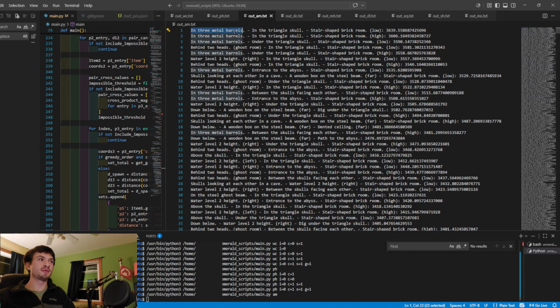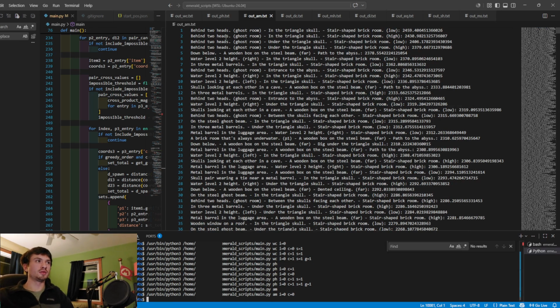But then, yeah, so the most remote first piece in the stage is 3 metal barrels, according to this, followed by In the Triangle Skull and Stair-Shaped Brick Room. Cool. So then we can also try this without considering the connection between the piece 1 and the piece 3. Then we get Ghost Room again, Triangle Skull. Actually, these results are basically the same.